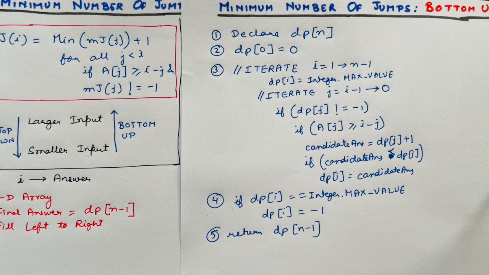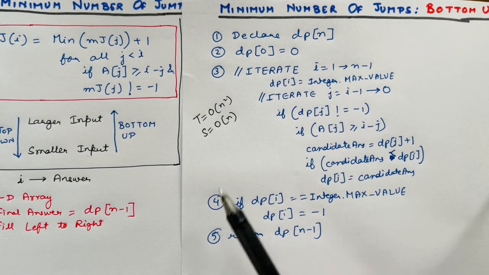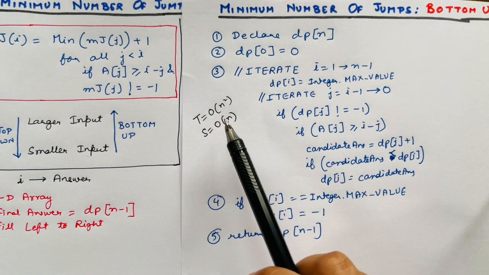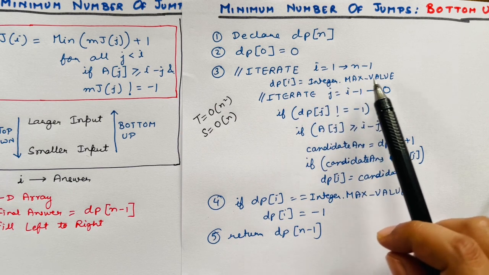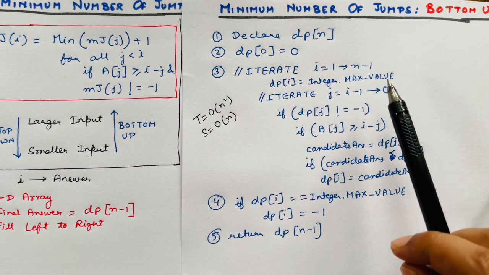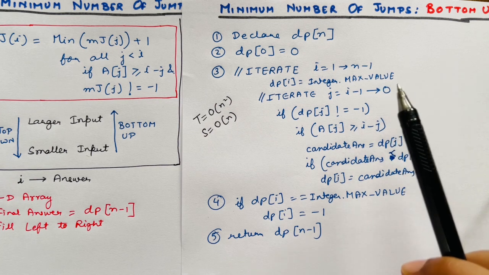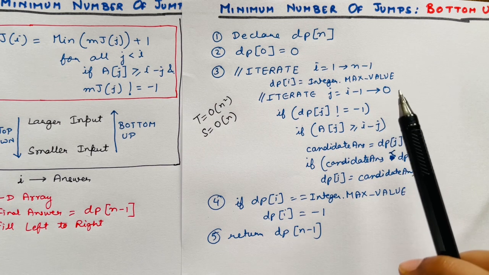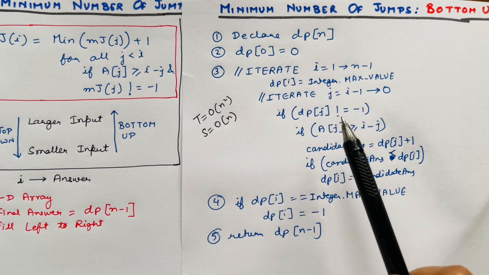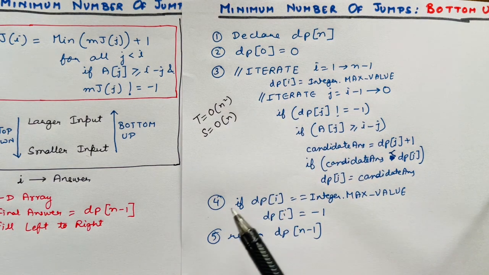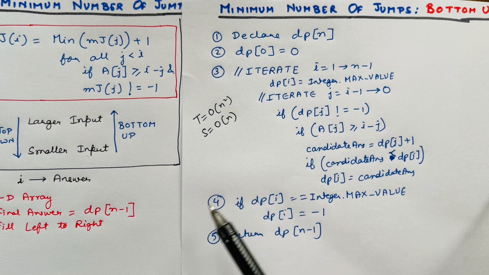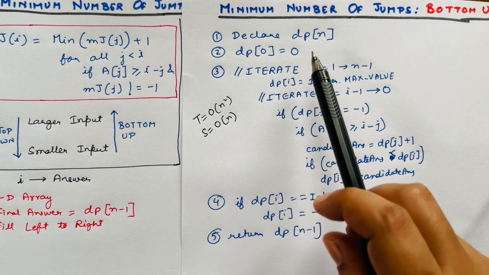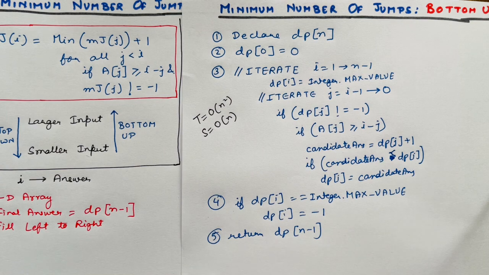Now what will be the time and space complexity of this approach? Time complexity will be big O of n square. Why? Because there are two nested loops. One loop to iterate over the whole array and fill the value at every index. Then for every index, we again loop over all indices which lie prior to it. Therefore, time complexity is big O of n square. And what is the space complexity? Space complexity is big O of n because we are using one extra array here.